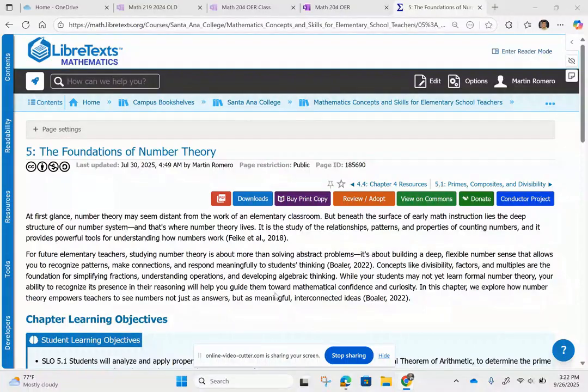Okay, we're going to go ahead and start chapter 5, Foundations of Number Theory. It's important to know, again, some of these ideas here you will be teaching with students. And then some of these ideas are just to push you, right? To push you to have a deeper understanding so that as we study number theory, you're going to see maybe some of it's abstract, but really, again, it's about building a deep, flexible number sense that allows you to recognize patterns, make connections, and in the future respond in meaningful ways to your students, and then help them develop a mindset towards exploration, discovery, right?